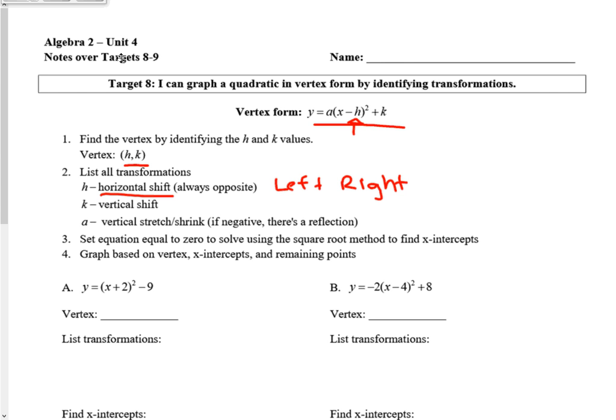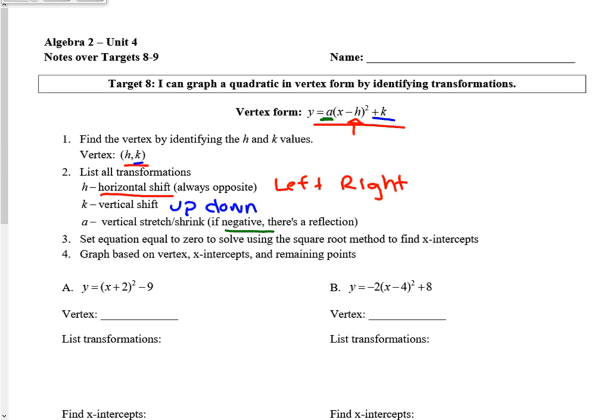K, the value at the end, is telling you the y value of the vertex, which tells us the vertical shift, or if our graph is going up or down from that parent function. The a value in the front is telling us the vertical stretch or shrink of the graph. If the graph is vertically stretched, it's going to be taller and skinnier. If the graph is vertically shrunk, it's going to be fatter and wider.